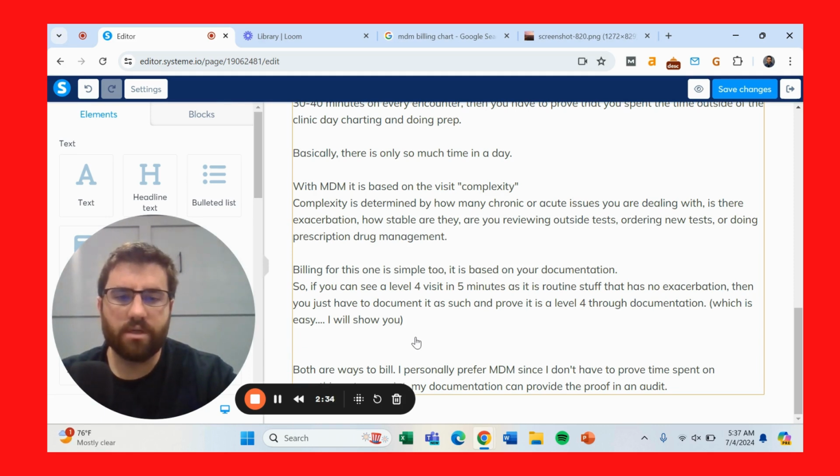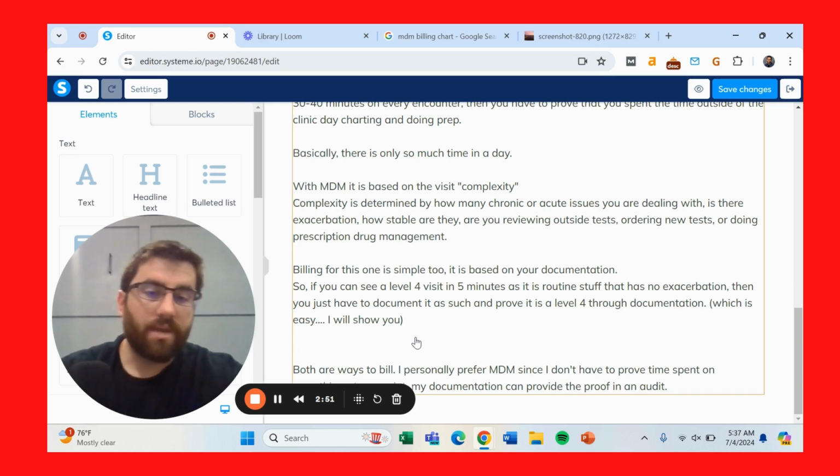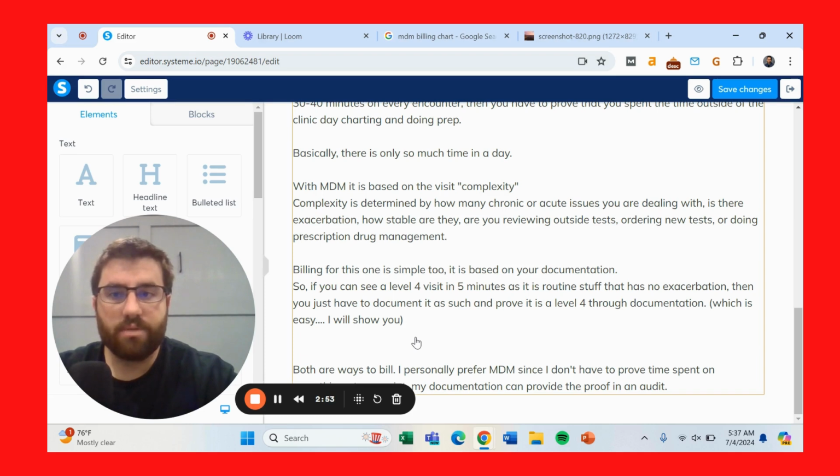So both are ways to bill. I prefer medical decision making because then I don't have to justify my time. I can just base it on my documentation, which is simple, super easy. If you have templates, you can get a level 4 visit done in 5 minutes, super easy, right? When I see a level 5 visit, if I spend more than 40 minutes with an established patient, then I make it a level 5 visit and I bill as such. But I make sure that my timing is built that way. So timing is pretty simple. I'll talk about billing based on time in future lectures.